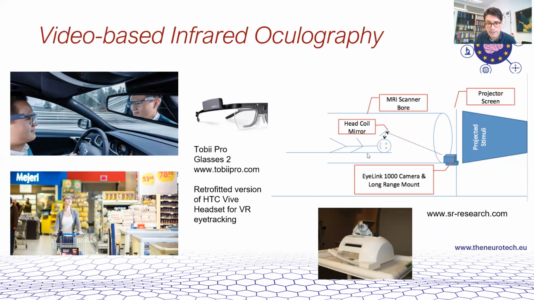So in this setting, this is the SR Research EyeLink. The participant lies on their back inside the MR scanner bore. The eye tracker, the infrared light source, and the camera are placed at the end of the bore, and the participant views the stimuli via a mirror which is placed on the head coil, and it is that same mirror that is used to shine the infrared light onto the eyes of the participants, and to pick up the reflection for eye tracking.